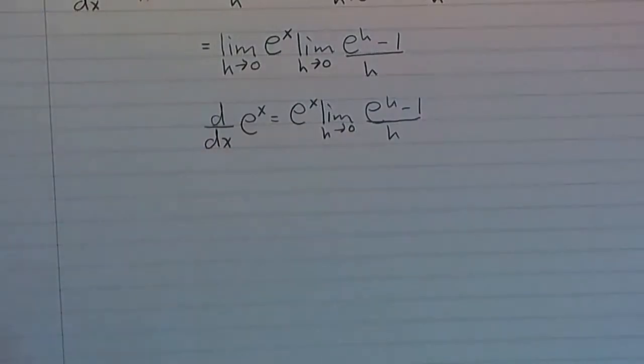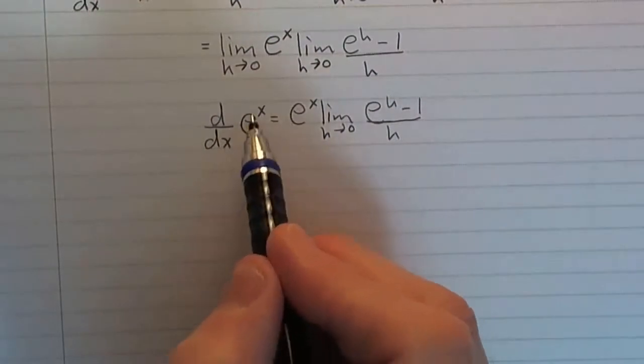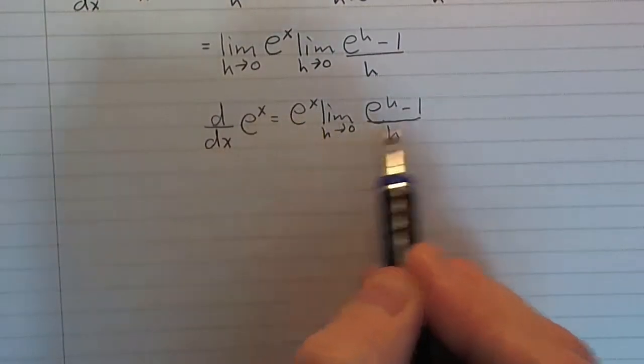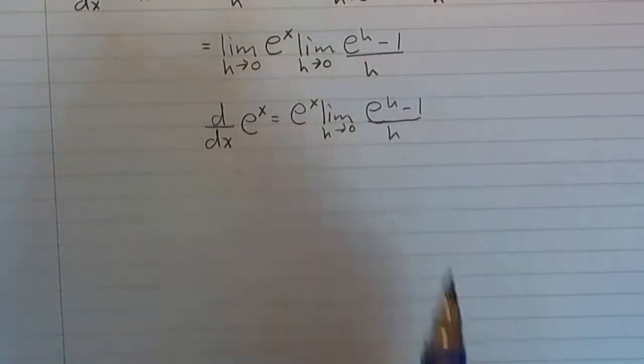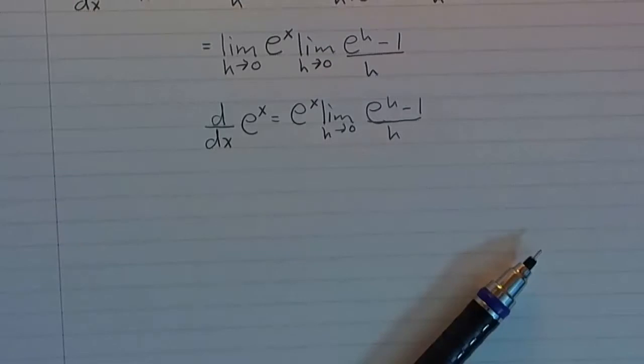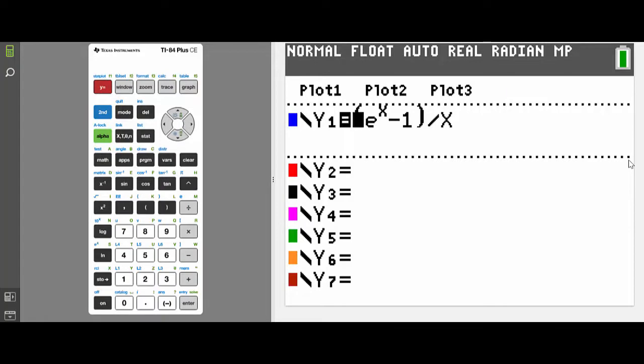In other words, here's what we know. The derivative of e to the x is e to the x times something, and that something is this. So we need to figure out what this something is. We'll do that graphically and kind of numerically. Okay, so what I've done is I've put that little part in there, that e to the h minus 1 over h, in my calculator in the function editor, y1. And I used x as my variable instead of h just because x is what's most convenient here.